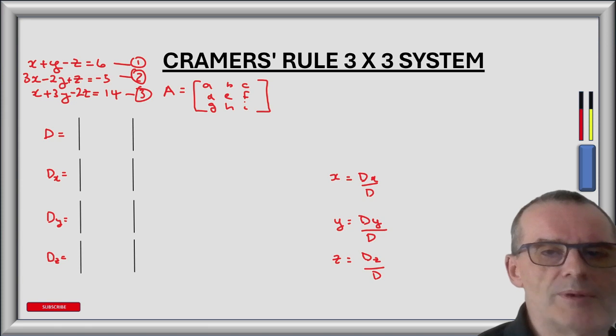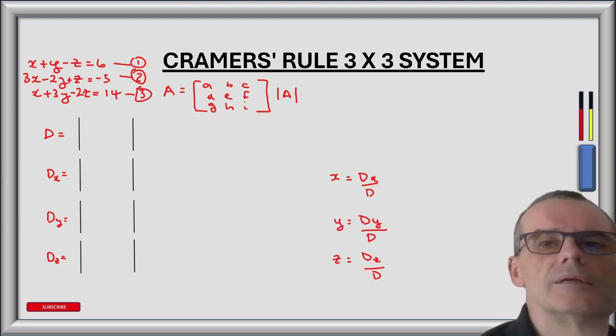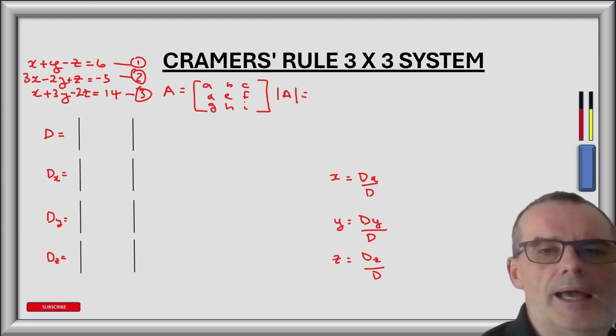Now to enable us to do that we need to know how to work out the determinant of a 3 by 3 matrix. So I've written a matrix A, which is a 3 by 3 matrix, and how do we work out its determinant? Its determinant is denoted with A in the middle of 2 bars, and we need to do the following computation.